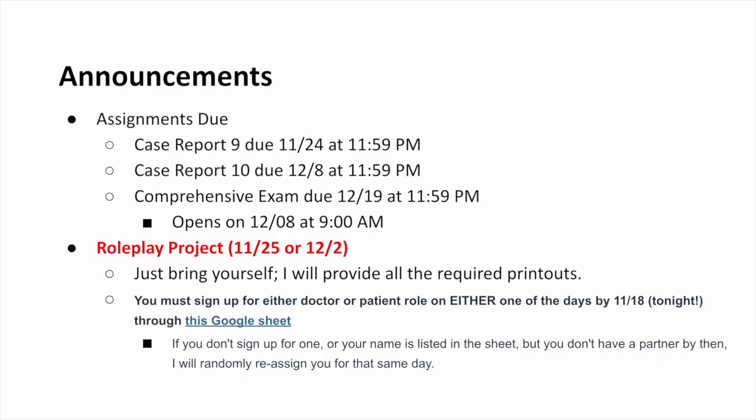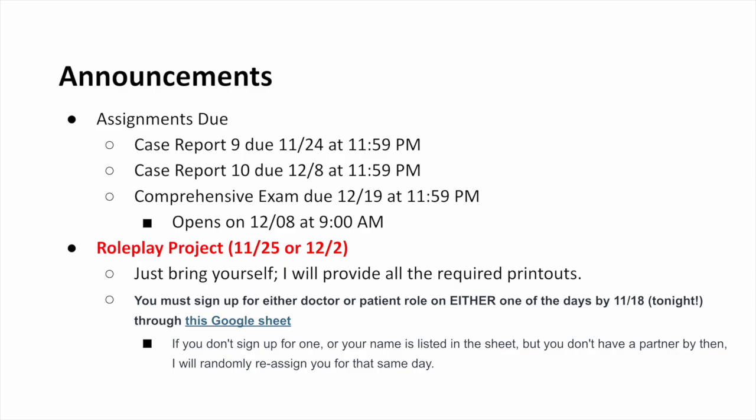And roleplay projects, which are going to be either this coming Tuesday or December 2nd, the Tuesday after Thanksgiving. You just have to bring yourself. I will provide all the required printouts. But please read through the diagnosis charts and the grading rubric I added to the Google Drive. Everything that is for you to know is actually only in the diagnosis chart. You might remember I was mentioning you have to know everything in the lecture slides that are highlighted blue or orange, but I changed that last minute, since it's a DeCal after all, I don't want to pressure anyone too much. So everything that you need to know is within that 11-page PDF of the diagnosis chart.